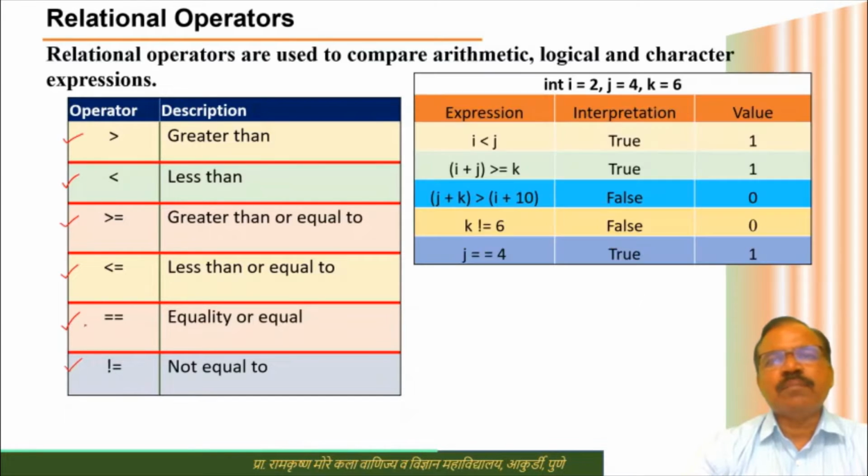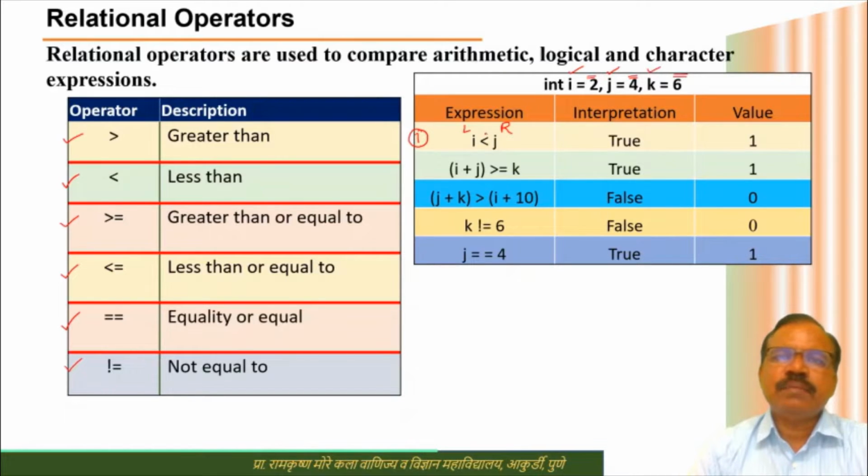We will take a simple example. Suppose we have 3 variables of data type integer: i, j and k. The value given to i is 2, to j is 4 and to k is 6. Now if we take the first expression, i less than j, this is the left hand side, this is the right hand side. So the left hand side is compared with the right hand side using the operator less than.